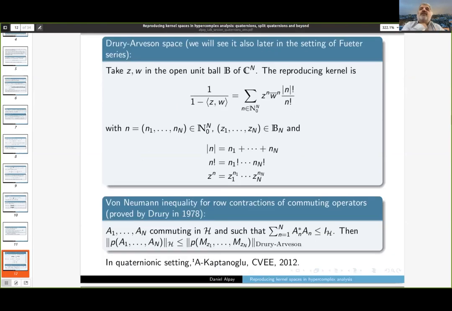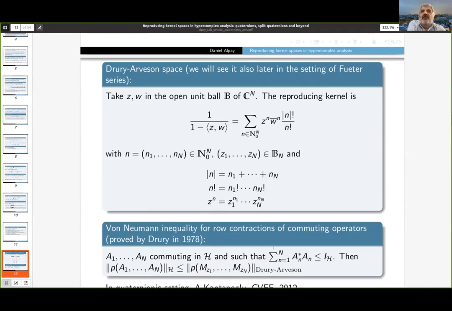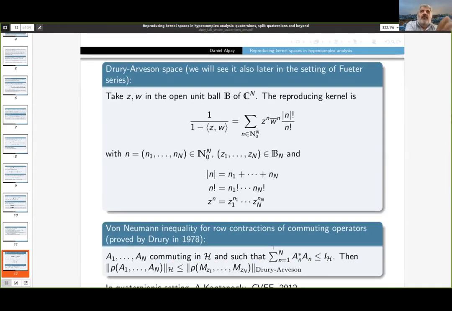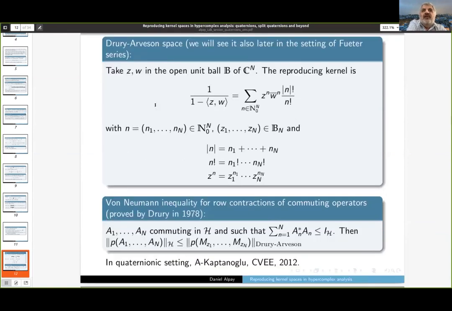In the quaternionic setting, we can see a proof of a corresponding result in a paper with Kaptanoglu in CVEE. So this is the second example I wanted to mention. The aim of this first part is to give a kind of small survey of what kind of interesting problems one can see afterwards in the quaternionic setting. And there are counterparts of the Drury-Arveson space in the quaternionic setting, as we'll see.